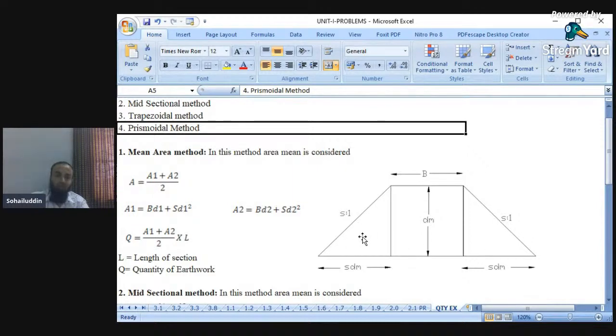Again we have to find the area of this triangle, and the area of this other triangle, and the area of this rectangle. So there are two triangles and one rectangle. The area of the complete figure is nothing but the addition of the three: the two triangles and one rectangle.